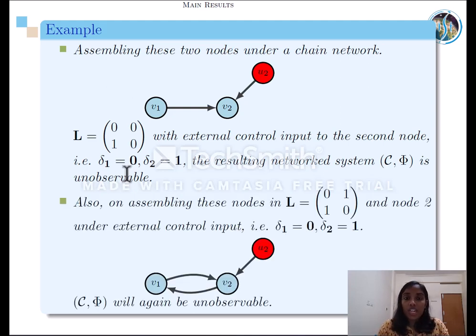Further, if we align these nodes in a cycle topology with external control input to the second node, there also we'll see that the system is unobservable. Or in short, we can say that unobservable nodes could not possibly be aligned to form an observable system.